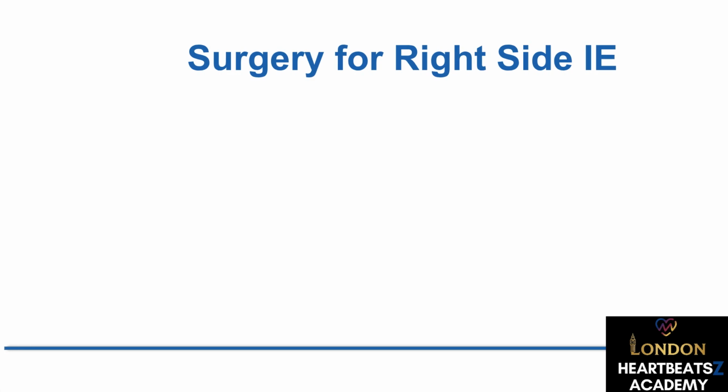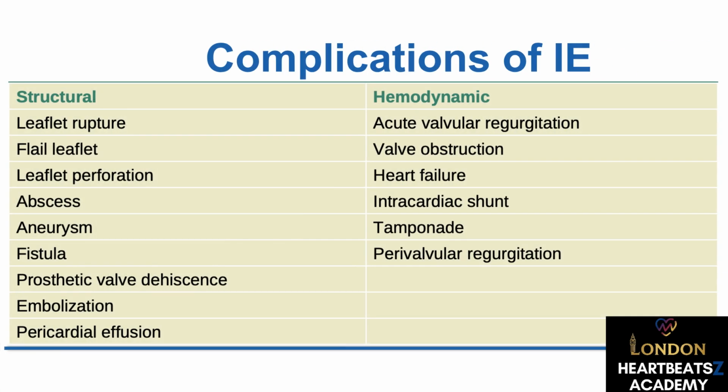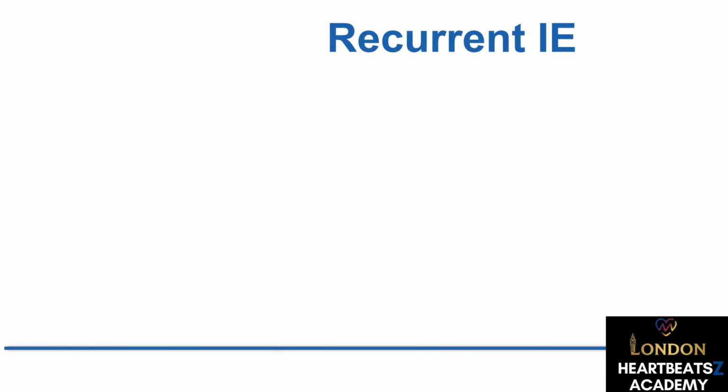Surgery for right-sided endocarditis is specifically recommended in scenarios such as severe tricuspid regurgitation, respiratory insufficiency due to recurrent emboli, or simultaneous involvement of left-sided heart structures. Complications of infective endocarditis are broad, categorized into structural, hemodynamic, and systemic issues. Early recognition of symptoms like dyspnea is crucial, as heart failure remains a primary driver of morbidity and a frequent indication for surgery. Finally, understanding recurrent endocarditis is essential.